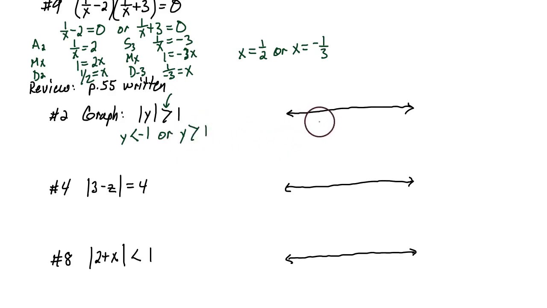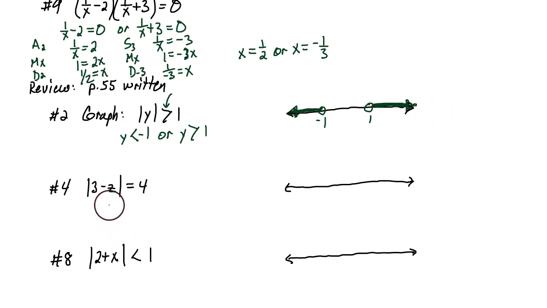Let's graph this. Here's -1, and here's +1. Both of them get open dots because there's no or equal to bars on those arrows. Now the shading. Less than -1 would be to the left of it. Greater than +1 would be to the right of it.